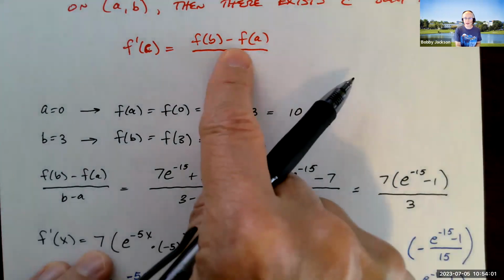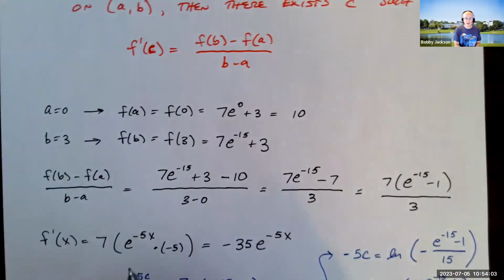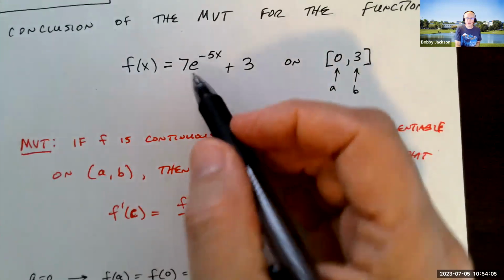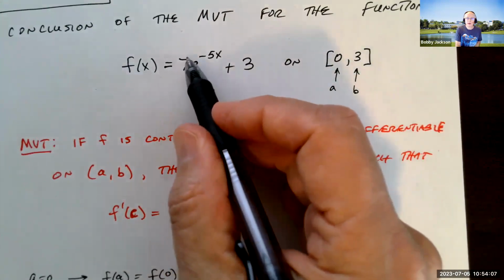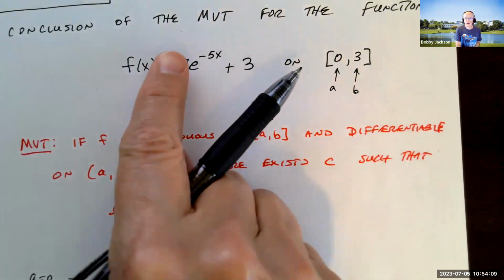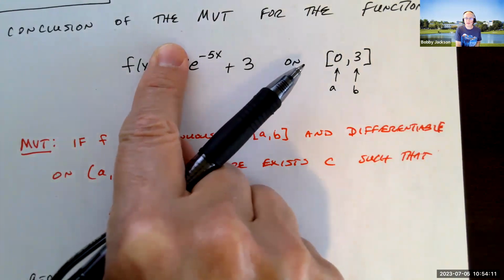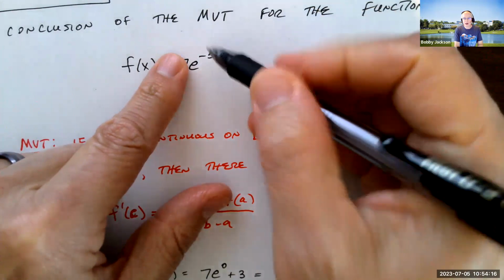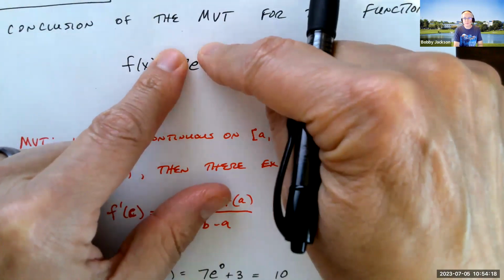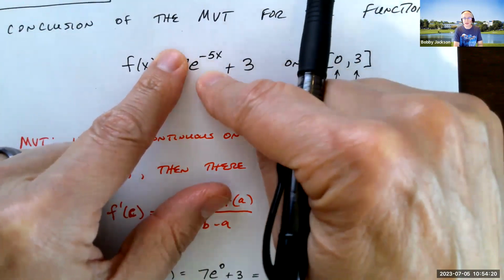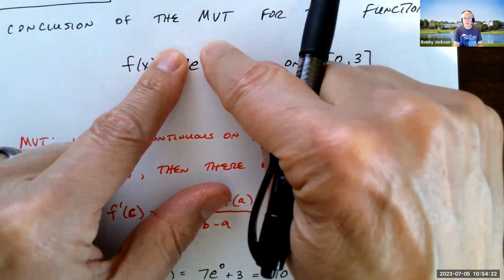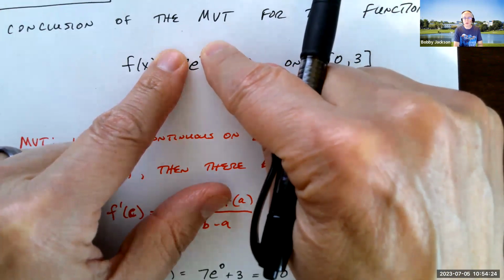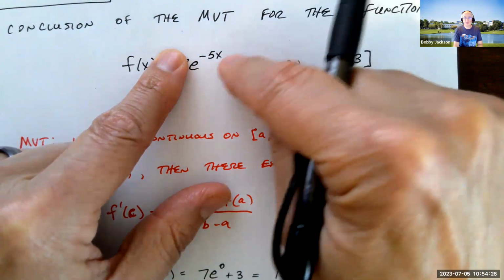Now that's this side. What's f prime of C? Well, I have to take the derivative of this function. And so the derivative of this function, the 7 is a constant multiple pulled out. The derivative of e to the negative 5x is the chain rule, right? I've got a composition of functions. The outer function is e to the u, and the inner function is negative 5x. So the derivative of e to the u is e to the u. So e to the negative 5x times the derivative of the inner function.